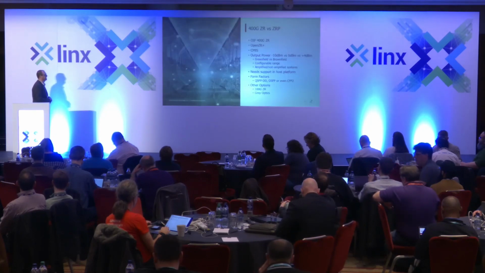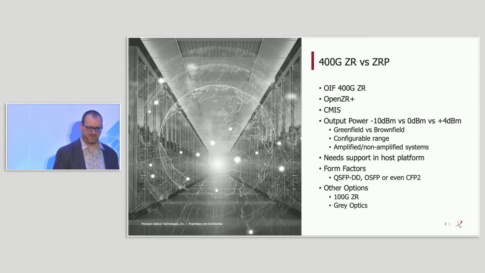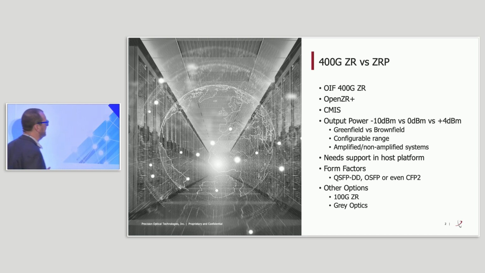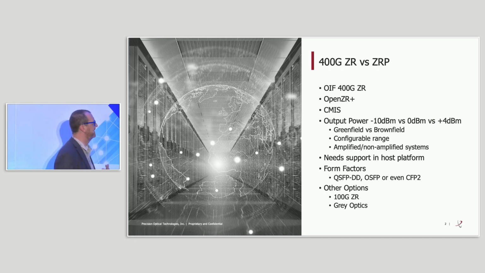So the first thing to say really is there isn't just one 400 gig ZR pluggable optic. There are a variety of different options. And to give you a flavour of some of the things that are out there, the OIF have standardised a 400 gig ZR optic that is pretty much a 400 gig optic. It does 400 gig and not a lot else.